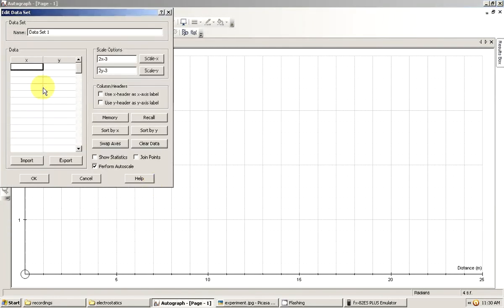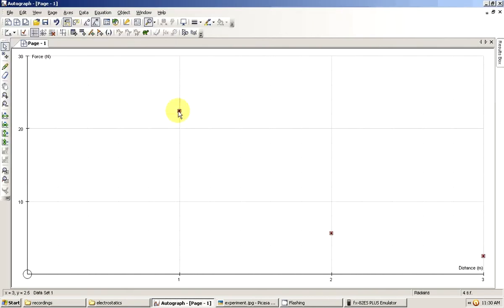I'm going to enter the data. Remember, my x axis is my distance, and I started off at 1, and that was at 22.5. At 2 meters the force was 5.625, and at 3 meters the force was 2.5. I'm not going to join the points. I want you to just have a look at what type of relationship exists. So let's have a look there.